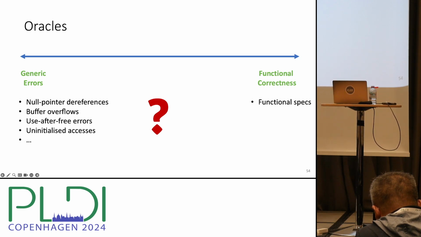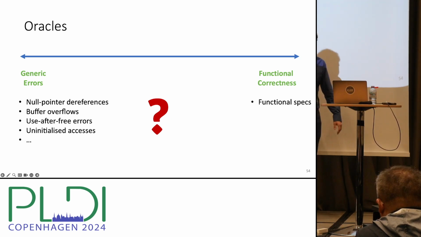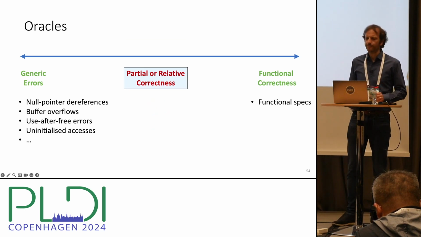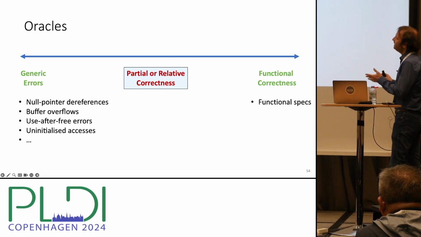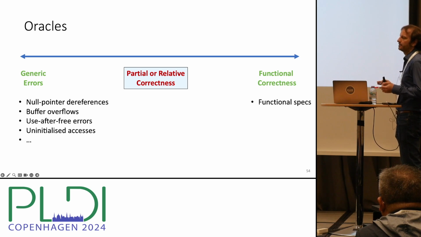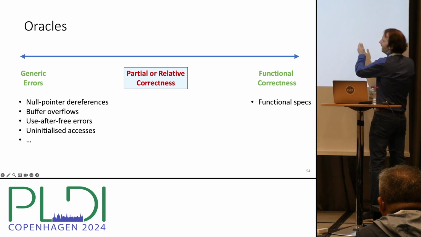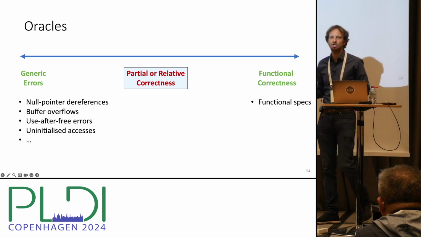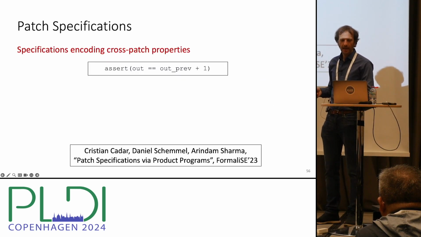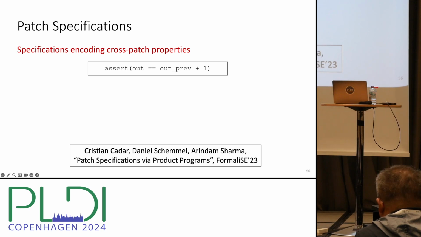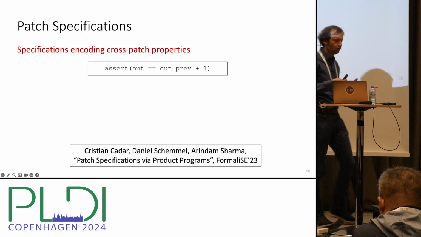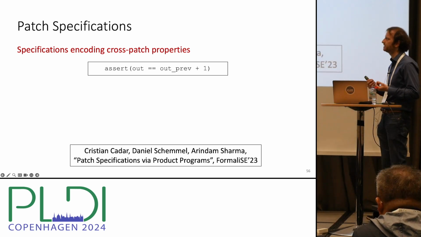I'm actually very interested in this question in my research, and I'm going to show you one thing that we've done in this space recently. By the way, in the middle, we have this partial or relative correctness. So we give up on checking full correctness, but we also want to do more than just generic errors. One thing we've looked at recently is patch specifications. This relates to what I've just discussed, the fact that we do want to test patches comprehensively.